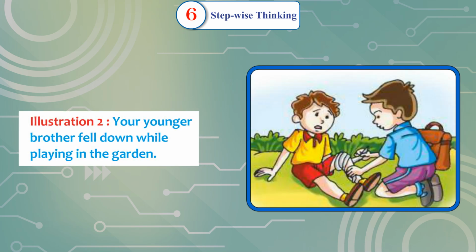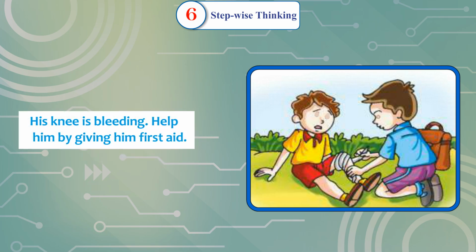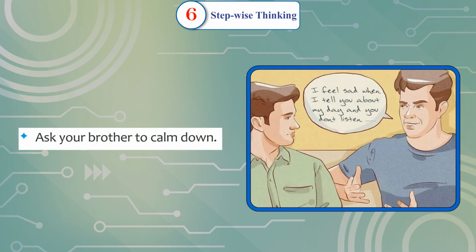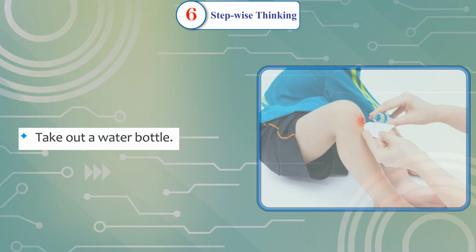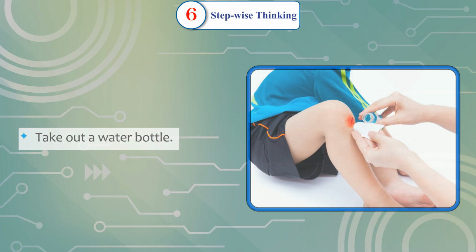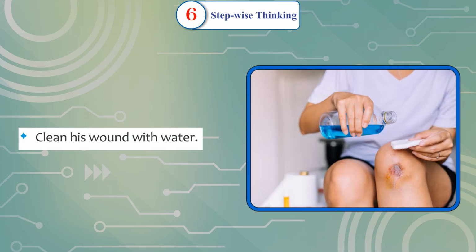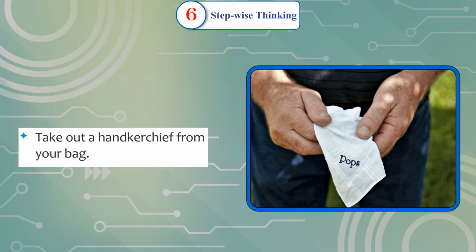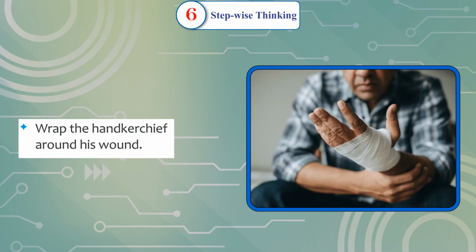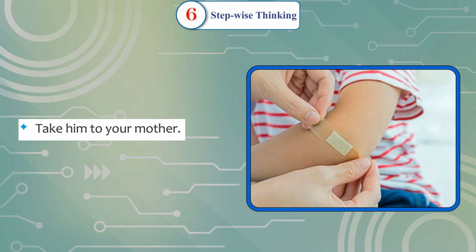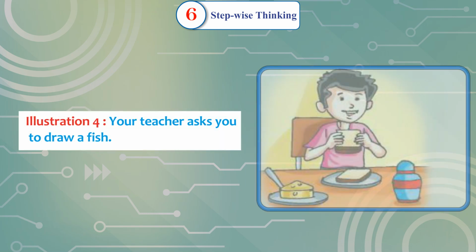Illustration 2. Your younger brother fell down while playing in the garden. His knee is bleeding. Help him by giving him first aid. Ask your brother to calm down. Take out a water bottle. Clean his wound with water. Take out a handkerchief from your bag. Wrap the handkerchief around his wound. Take him to your mother.